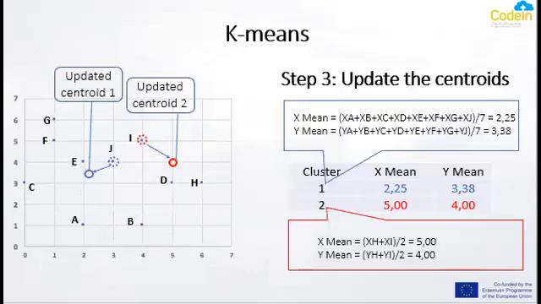Step 3, update centroids. We update the centroids of each cluster by taking the mean of all the points in the cluster. The new centroid for the first cluster is 2.25, 3.38, and the new centroid for the second cluster is 5.0, 4.0. In step 4, we repeat steps 2 and 3.